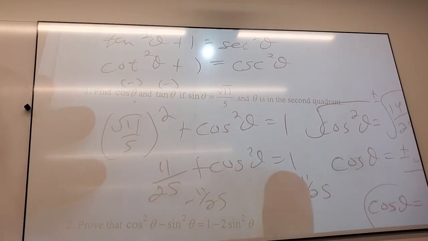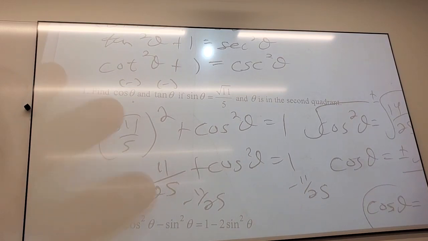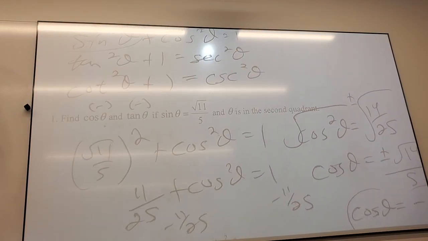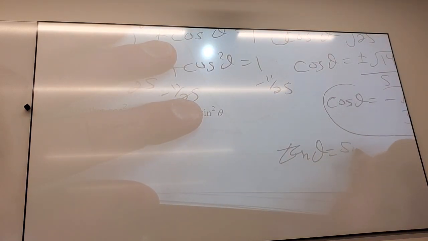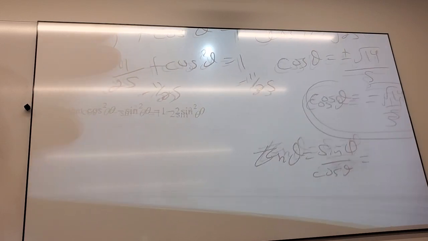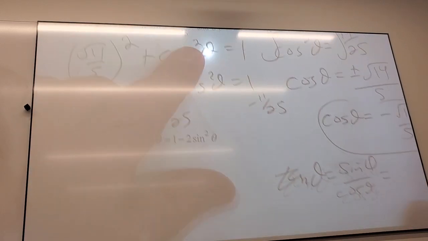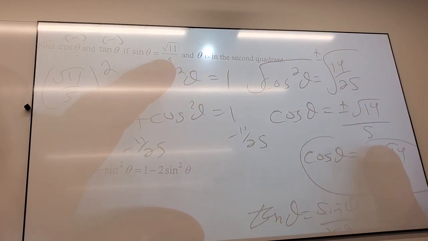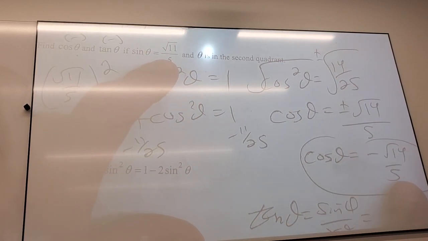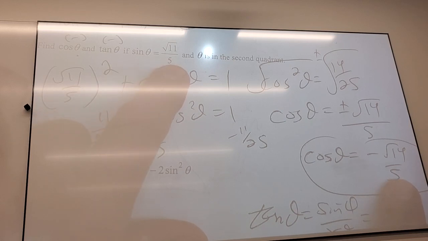What's tangent theta known to be in terms of sine and cosine? Sine divided by cosine. Yes, tangent theta is sine divided by cosine. Don't we know sine and cosine? If sine theta is radical 11 over 5, and cosine theta is negative radical 14 over 5, when I take the ratio, won't the over 5s cancel? So I get radical 11 over negative radical 14.